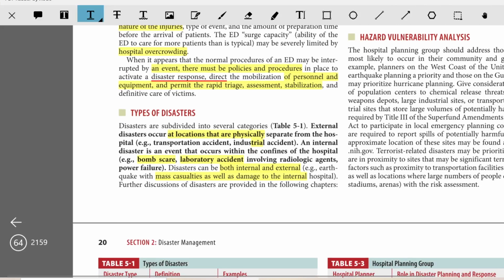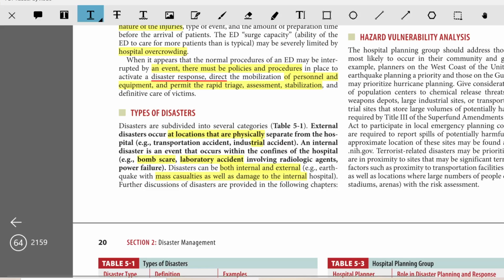And now, the types of disasters. There are several categories, but there are some categories that need to be discussed with respect to the hospital. External disasters occur at locations that are physically separate from the hospital, such as a transportation accident or industrial accident. An internal disaster is an event that occurs within the confines of the hospital: a bomb scare, a laboratory accident involving radiologic agents, or a power failure.